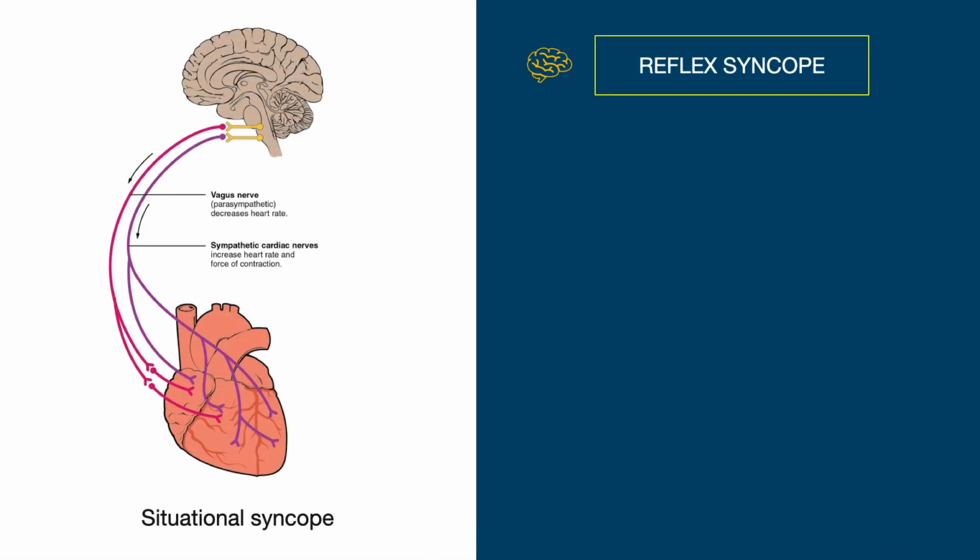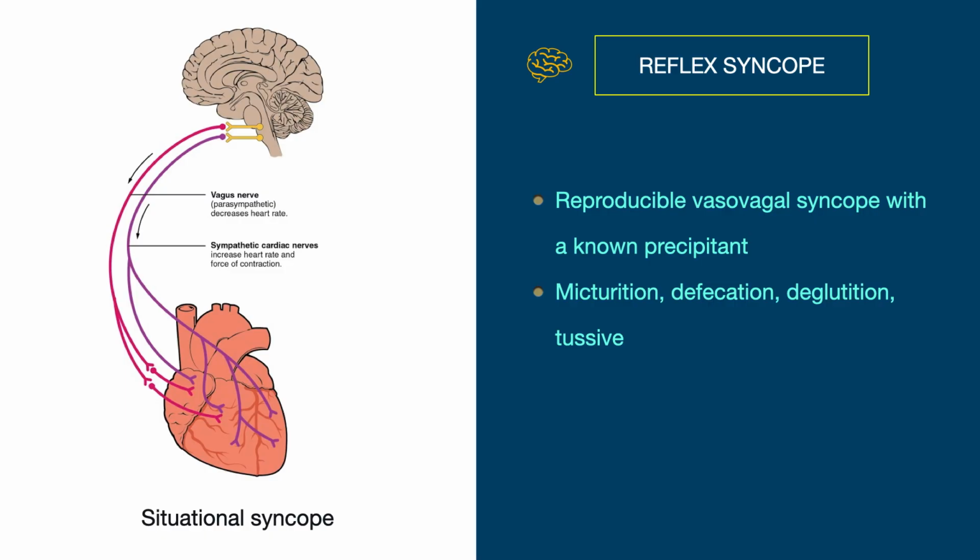Another neurally mediated cause of syncope is situational syncope. Situational syncope is a reproducible vasovagal syncope with a known precipitant. For example, micturition, defecation, deglutition, and tussive syncope are types of situational syncope. These stimuli result in autonomic reflexes with a vasodepressor response, ultimately leading to transient cerebral hypotension.